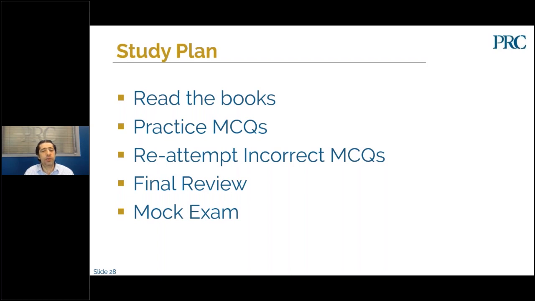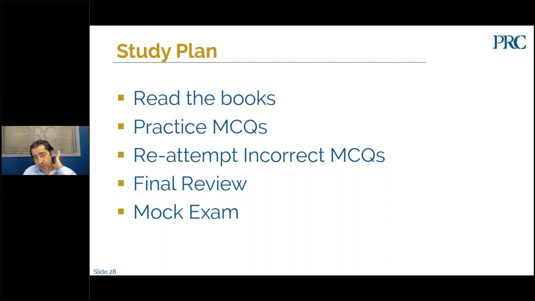Practice as many multiple choice questions as possible. Now, for the CIA, our average platform contains almost 3,000 or more questions. So practice as many questions as you can, and of course, the more you practice, the better.